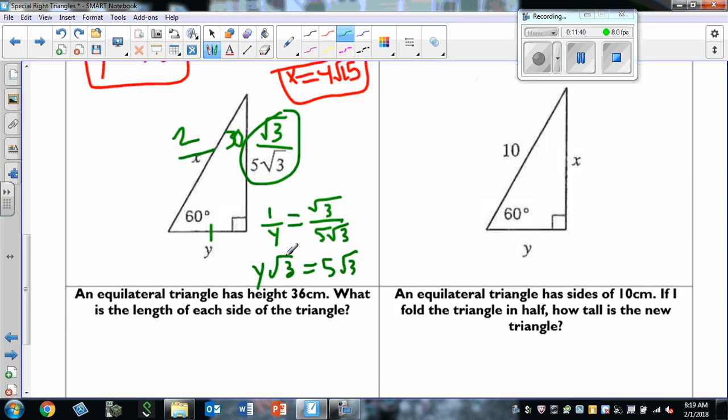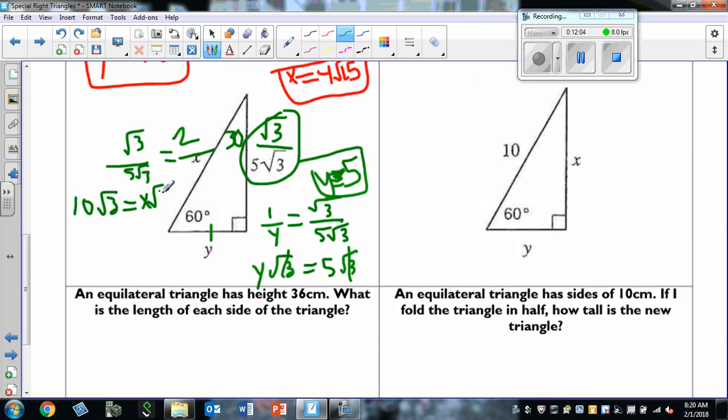When I divide by root 3, they cancel out. So y just equals 5. That says equals, not less than or equal to. Over here, I have 2 over x, root 3 over 5 root 3. That gives me 10 root 3 equals x root 3. And again, when I divide by this root 3, it's going to cancel out. So 10 will equal x. So dividing roots works the same way as dividing normal numbers.